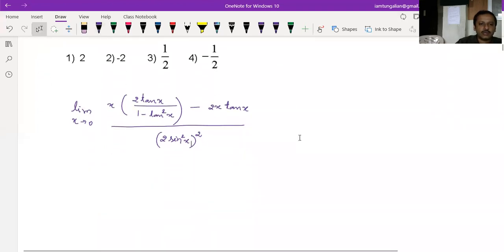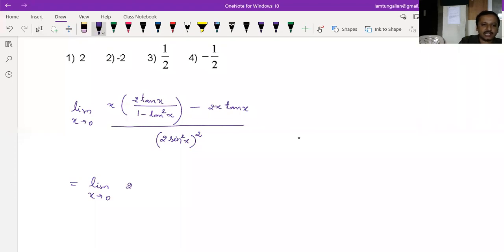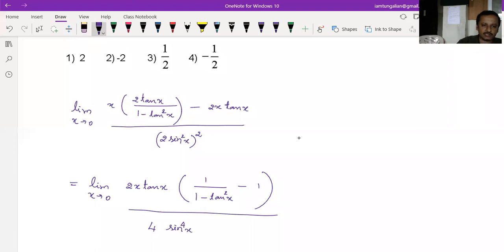So now this is equal to the limit as x tends to 0. Here, if I take it inside, it will become 2x tan x, so I'll take that as common. 2x tan x, then what will remain? 1 by 1 minus tan square x, minus 1. See, from these two I have taken 2x tan x as common, so this is what will remain. Now 2 square would be 4, sin square whole square will become sin power 4x.